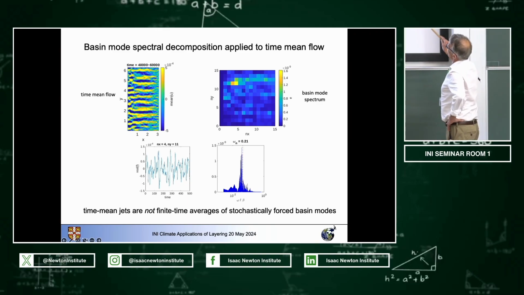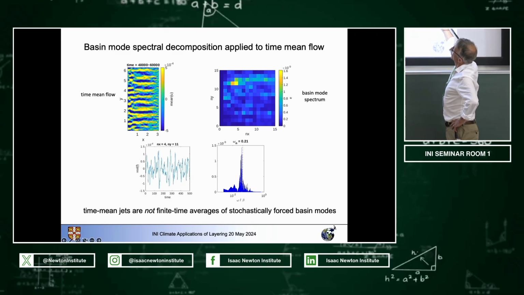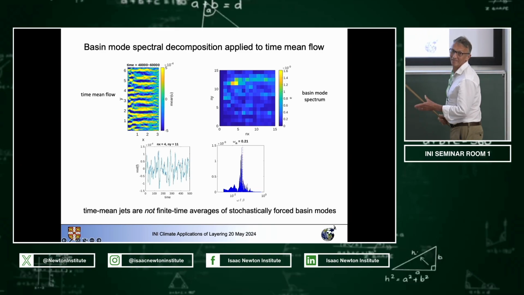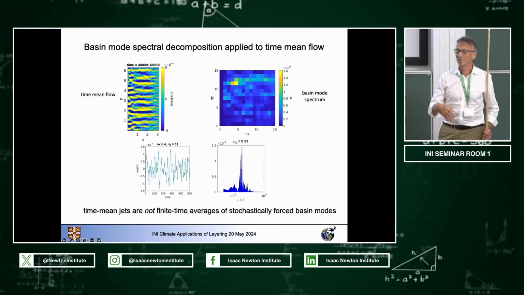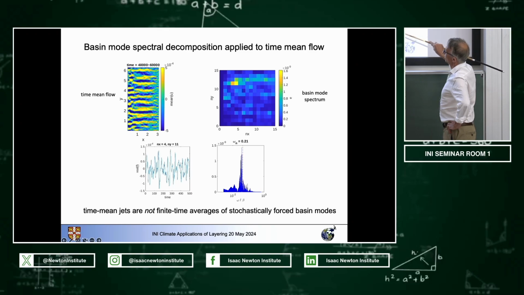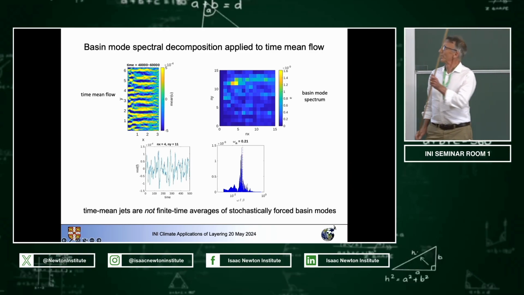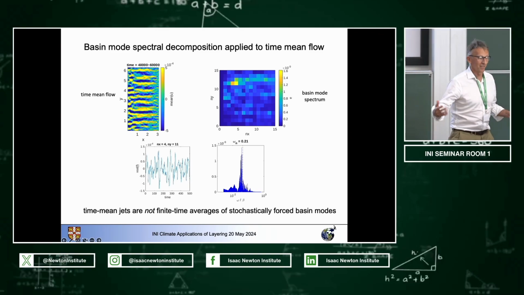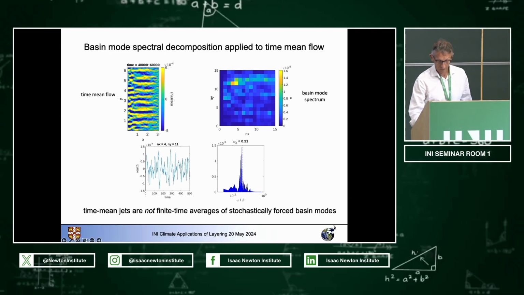So the Basin mode spectrum for the time mean flow, there's activity up here. This is what it looks like. If we take this Basin mode, what does the time variation look like? Well, it doesn't look like Basin mode oscillation, right? It's a sort of stochastic jumble. If you look in frequency, then you can see a whole set of frequencies here which are significantly lower than the Basin mode frequency, right? So I would say that the time mean jets that you're seeing here are not simply a finite time average of a stochastic Basin mode.